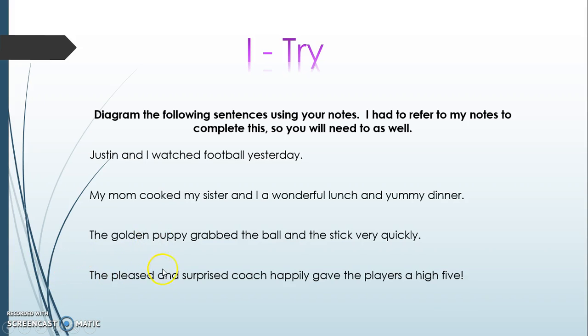Last but not least, the pleased and surprised coach happily gave the players a high five. Here we've got gave is your action verb, your indirect object of players, modified by the, and a high five. And high five I included as one word. So give it a shot. Try to diagram these, and hit pause. And then you can look at the answers and see how you did.